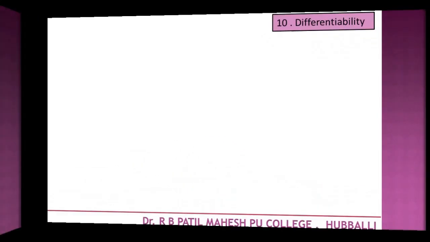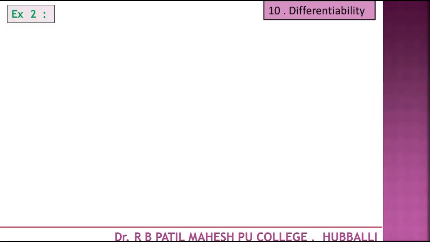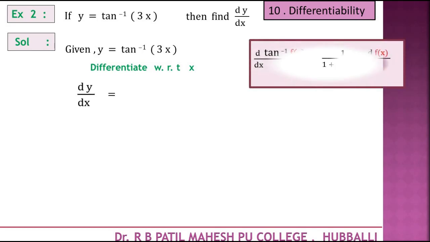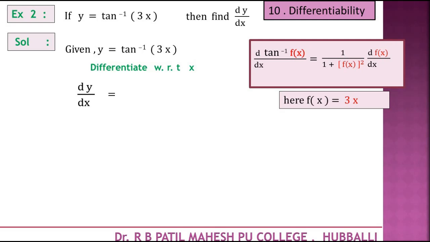Next example, if y is equal to tan inverse 3x, then find dy by dx. Given that y is equal to tan inverse 3x, you know the derivative of the tan inverse function. Tan inverse f of x, it is 1 divided by 1 plus function whole square, d by dx of f of x. Now f of x here is 3x. 1 divided by 1 plus squaring the variable, that is 3x, and d by dx of 3x.